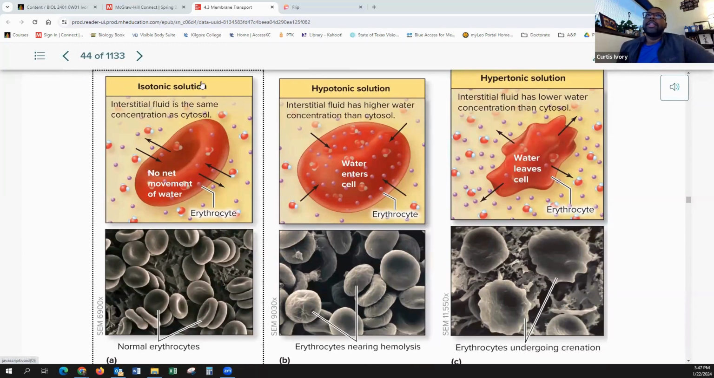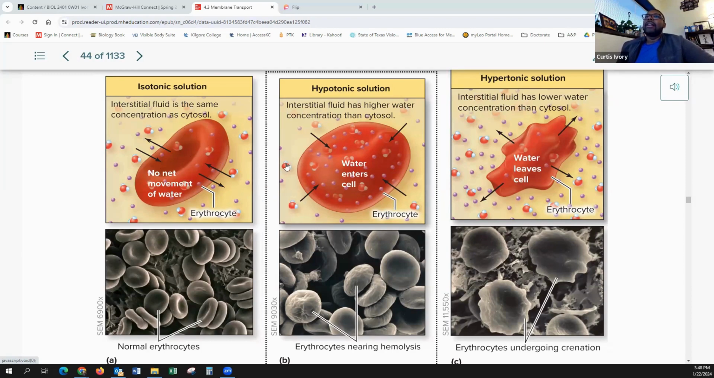So with this one, in this isotonic solution, it says the interstitial fluid, which is the fluid that's around the cell, is the same as the concentration as the cytosol, which is the fluid on the inside of the cell. So if the concentration on the outside is the same on the inside, there's going to be no net movement. There's no higher concentration, there's no lower concentration. They're both the same. So that's isotonic solution.